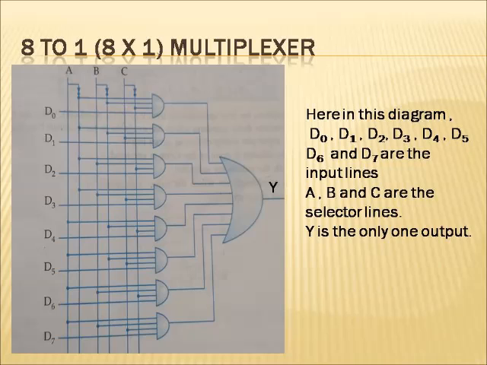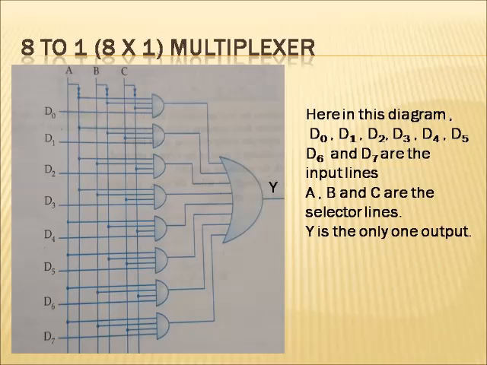Okay. So here you can see that the input lines D0, D1, D2, D3, D4, D5, D6 and D7 are the 8 input lines. A, B and C are the selector lines. So for the value A equal to 0, B equal to 0 and C equal to 0, the input selected is D0. Suppose you imagine when A is equal to 1, B is equal to 1 and C is equal to 1, the input selected is D7.